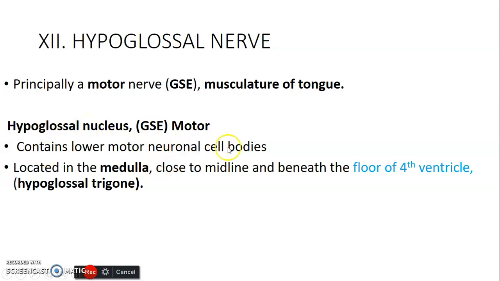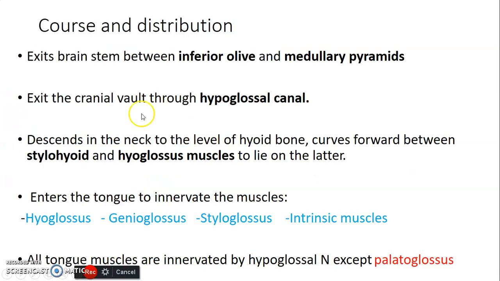It contains lower motor neuronal cell bodies, and it's usually located in the medulla, close to the midline. And remember the hypoglossal trigone as part of the structure in the floor of the fourth ventricle. That is where the motor nucleus of hypoglossal is located. So what's the course and distribution? It exits the brain stem between the inferior olive and the pyramids. Remember, from the medulla, you have the midline structure, followed by pyramids, then olive. So between pyramid and olive, that's where the hypoglossal nerve exits.